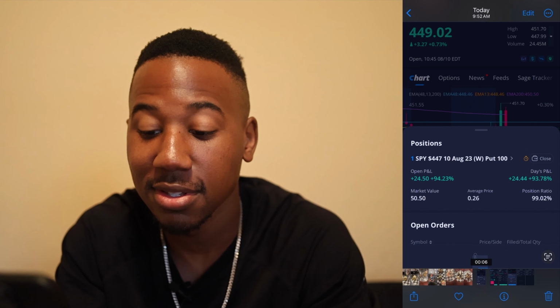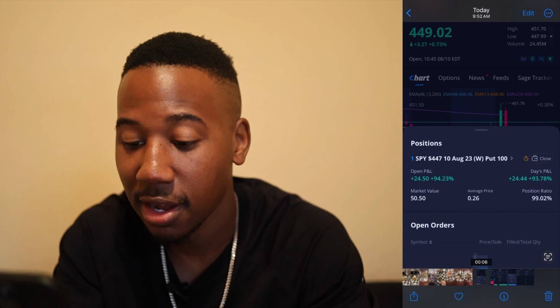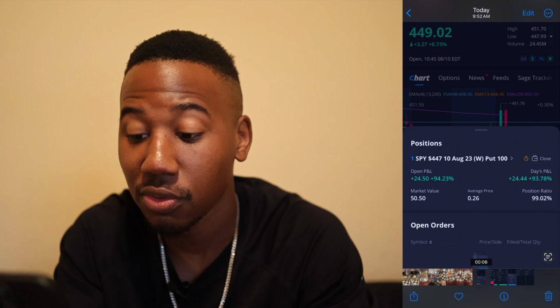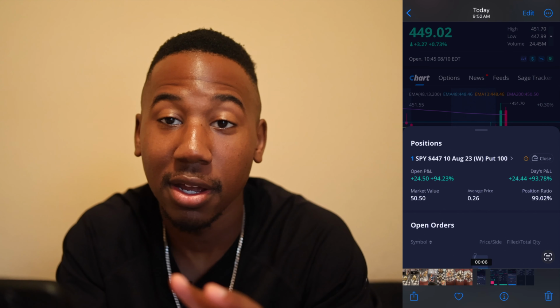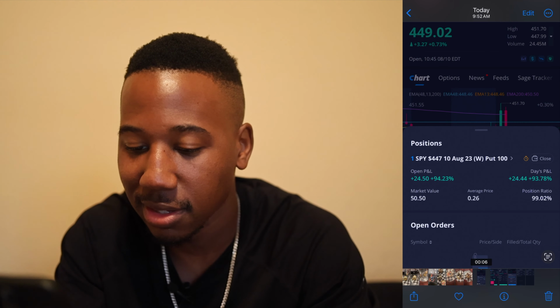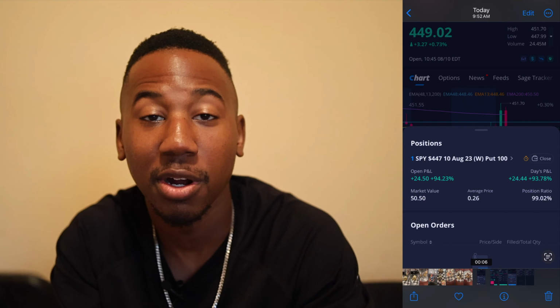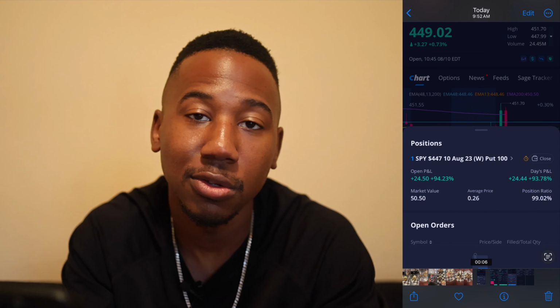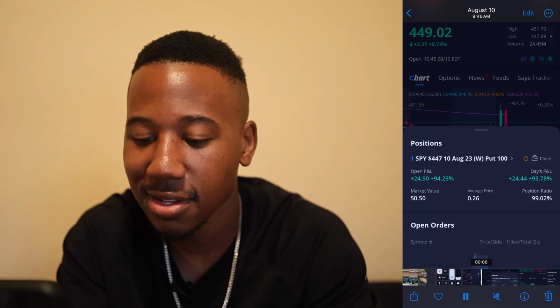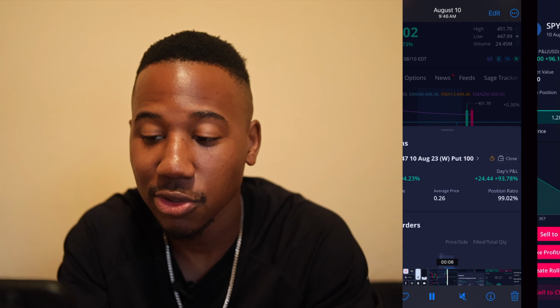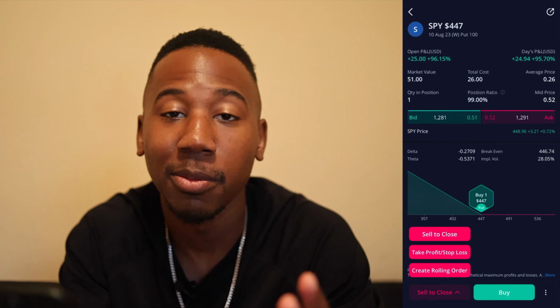So this first image, you can see I got a put on the SPY. I paid $26 for it, currently up 93% on it. SPY is trading at 449. I'm in the green. I don't want to lose the profits, but I want to catch a run if there's a run. So how this is going to work is I'm going to click on the contract. Right here, I'm in the contract.